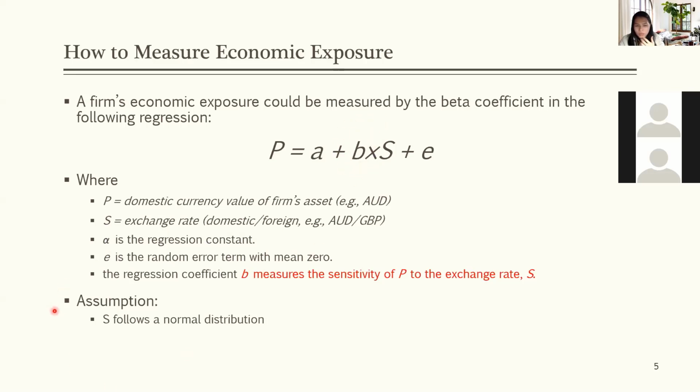Just a side note: the underlying assumption here is that S follows a normal distribution. When you rely on an OLS regression, you have to be able to assume that your independent variables are normally distributed. Another assumption is that the relationship between P and S is linear, so it's going to be a straight line, which is not very important. The key takeaway here is that the beta coefficient tells you how sensitive P is to S, and this is your economic exposure.